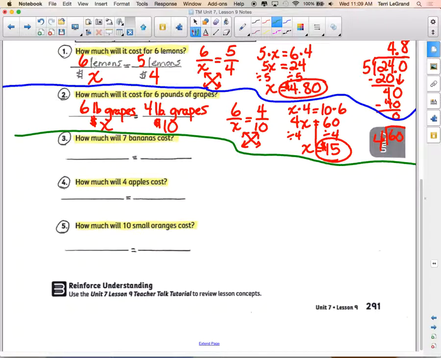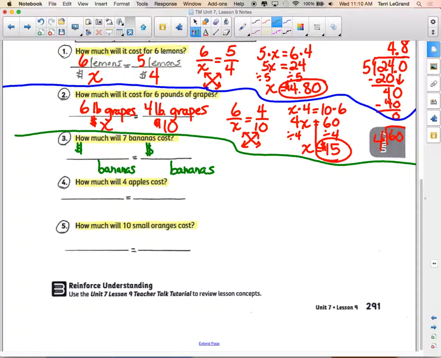Okay, ready for the next one? How much will 7 bananas cost? Have some of you started this already? Anybody started this yet? I want to do something different. Those of you who have started, go ahead and finish yours the way you are, since you're feeling confident. I'm going to put the dollars upstairs this time and the bananas downstairs. Do the dollars always have to be upstairs? If I put bananas downstairs, they have to be downstairs in both places and the dollars upstairs in both places.